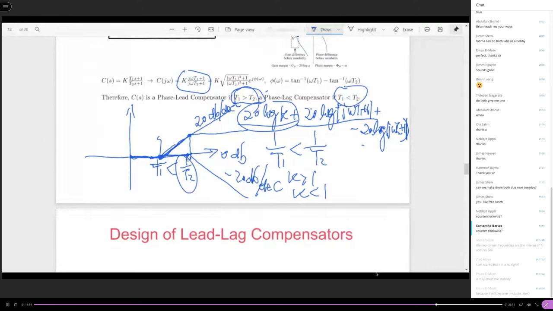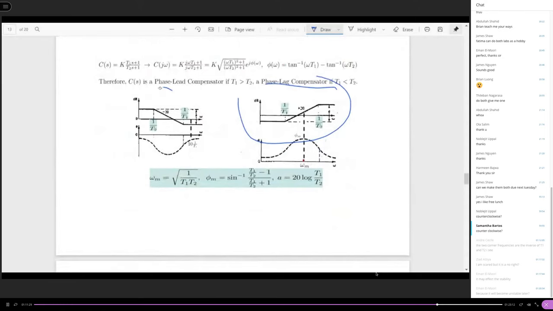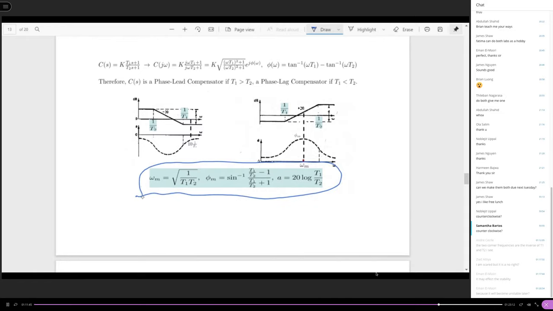Because in this case, your second corner frequency is here. It's less than the first corner frequency, right? So your shape is going to go this way. Now, the question for both shapes: I can conduct this kind of calculation.